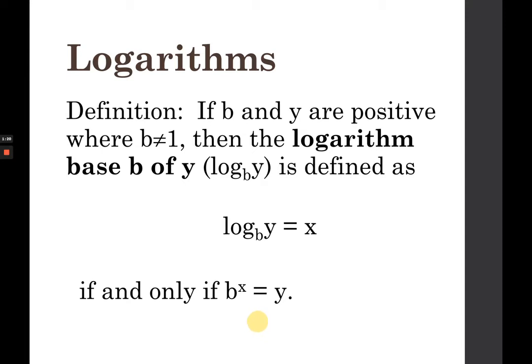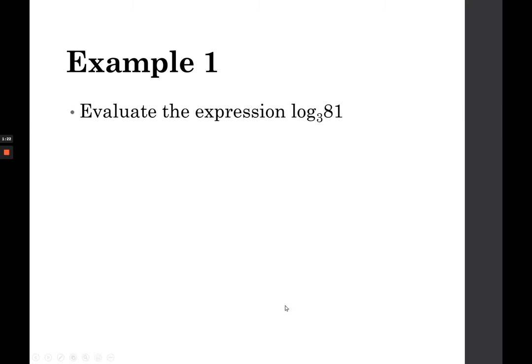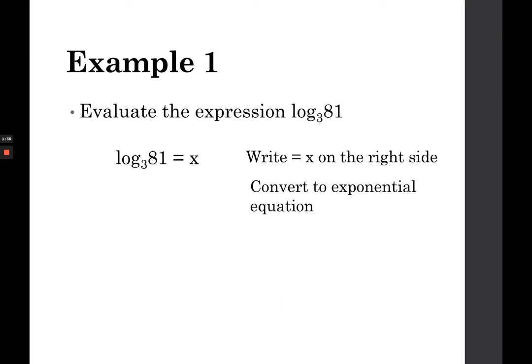Let's have an example. Evaluate the expression logarithm base 3 of 81. To begin, you can write equal x on the right side of the logarithm problem, and then convert the logarithm equation into exponential. So here we can write it as 3 to the power of x is equal to 81. That should be your exponential equation. And then you just proceed, find like bases and solve for x.